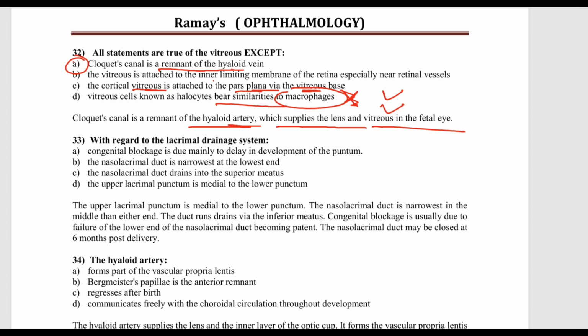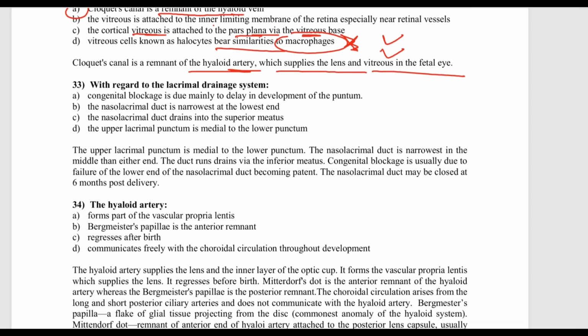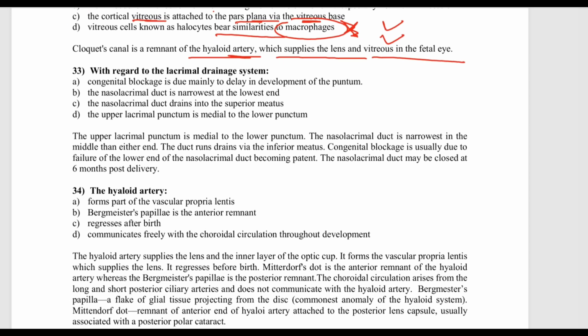The next question is regarding the lacrimal drainage system. The options are: congenital blockage is mainly due to delay in the development of the punctum; the nasolacrimal duct is narrowest at the lowest end; the nasolacrimal duct drains into the superior meatus; the upper lacrimal punctum is medial to the lower punctum. So we will choose the right statement.